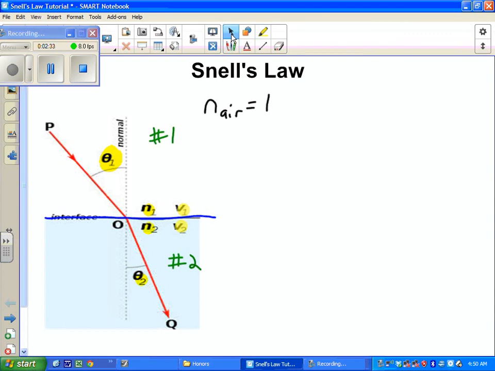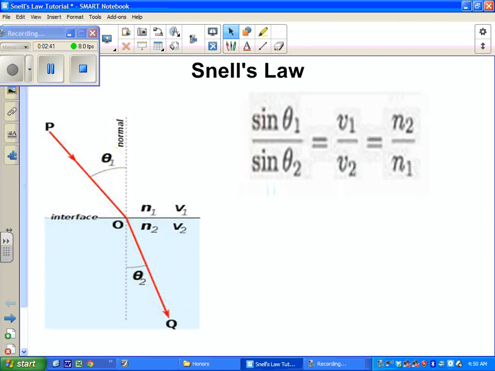let's look at our equation. So our equation is, it's a little blurry, but it's sine theta 1 divided by sine of theta 2 equals V1 divided by V2, which equals N2 divided by N1. And we're never going to use all three of these sides. I mean, it looks kind of strange with two equal signs there.